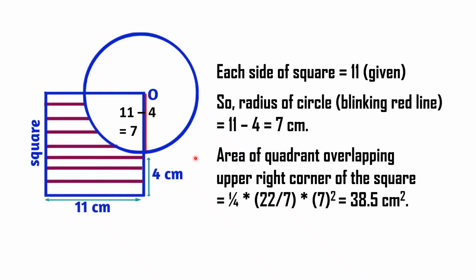So area of a quadrant. Now because it is a square, this should be 90 degrees. This should be 90 degrees because it is a square. So we are getting a quadrant.